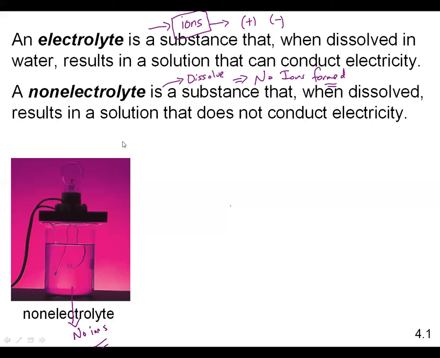Same thing if you took something like a solid ionic compound, like some solid sodium chloride, and you put those electrodes in it, the light bulb will not go off. It is, again, a non-electrolyte. It's not able to conduct electricity.